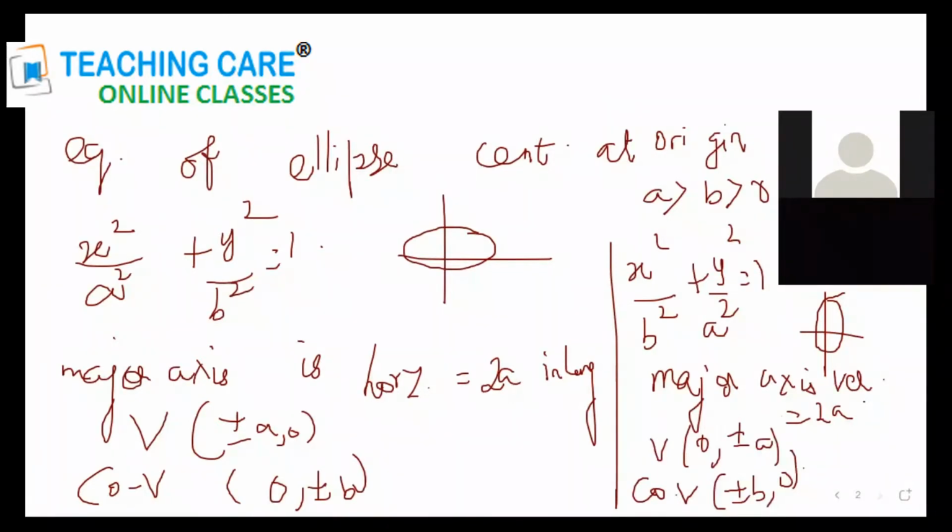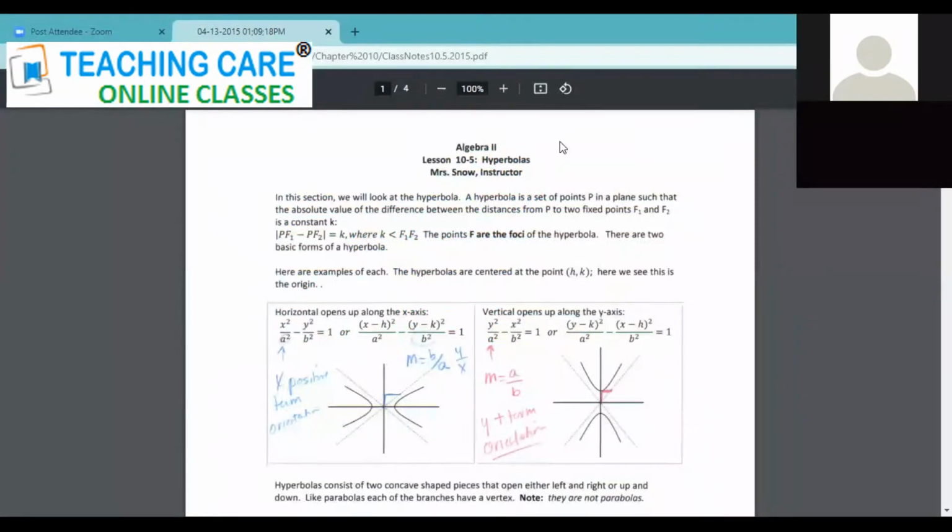So this is about our ellipse. Now we are moving into the concept of hyperbolas, the next conic section. A hyperbola is a set of points in a plane such that the absolute value of the difference between the distances from P to the fixed points, as you had in your ellipse.